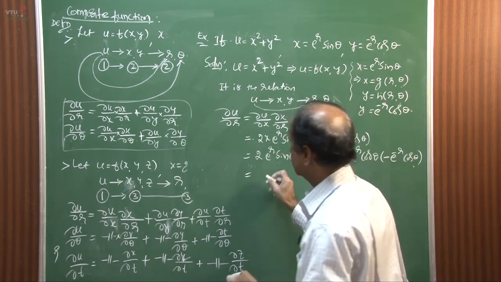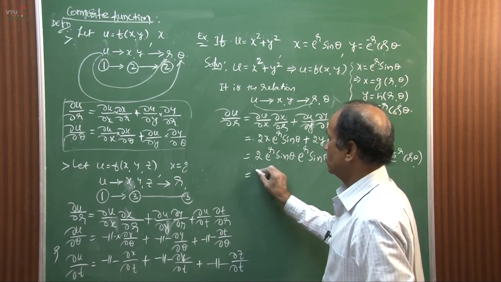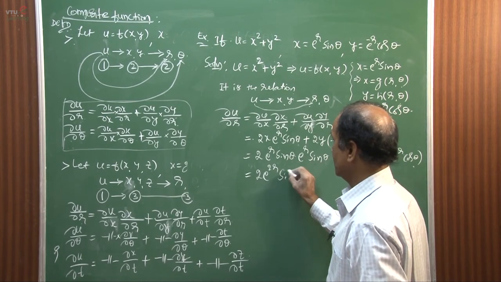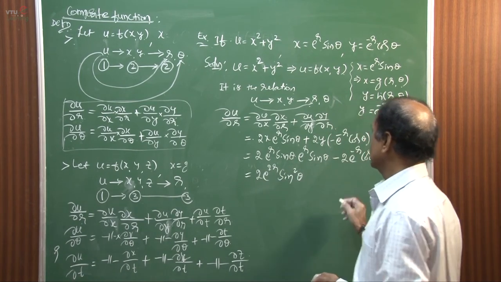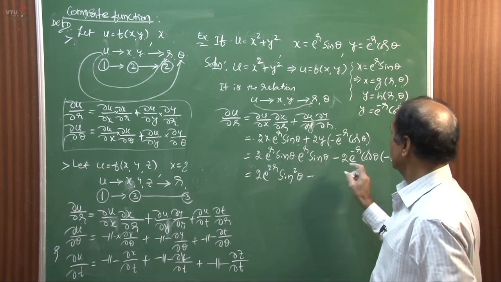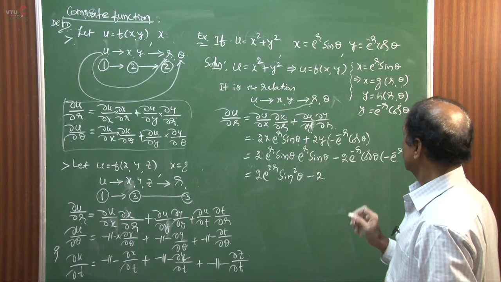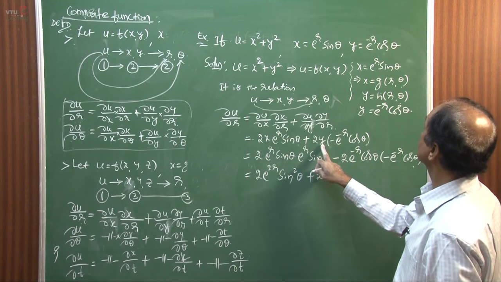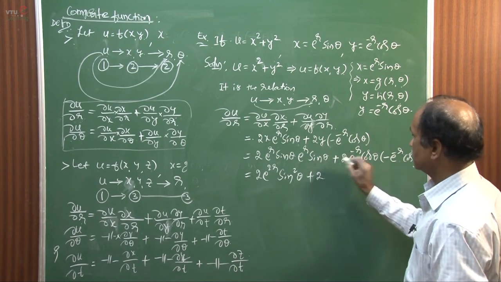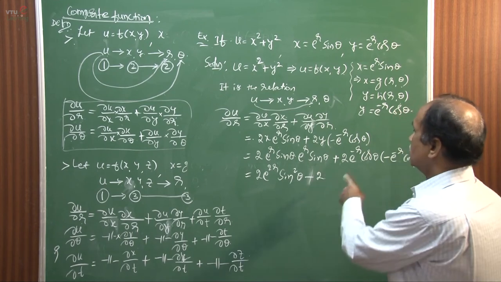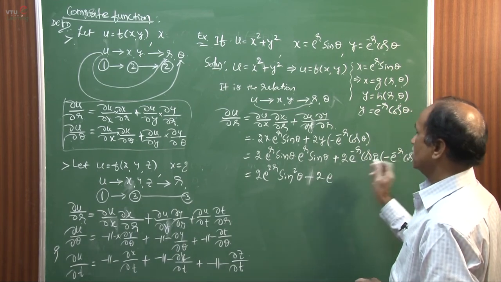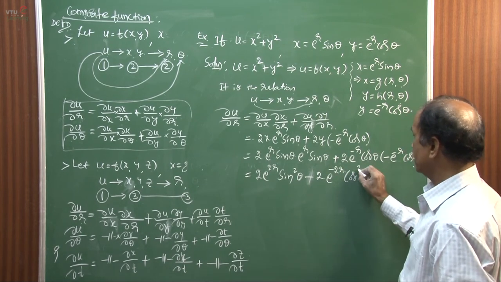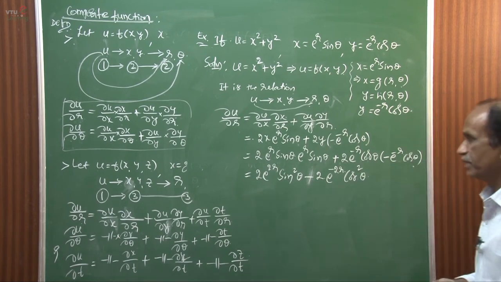Okay, then that is nothing but 2 times, 2 into e to the power r into e to the power r is e to the power 2r, sine into sine is sine square theta, then minus, it is 2 times e to the power, this becomes minus 2 times, that becomes plus sign, I think it is plus sign, but this is minus 2 times e to the power minus r and minus r is minus 2r, and then it is cos theta, becomes cos square theta.